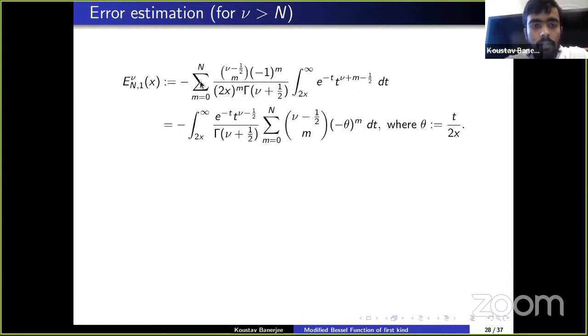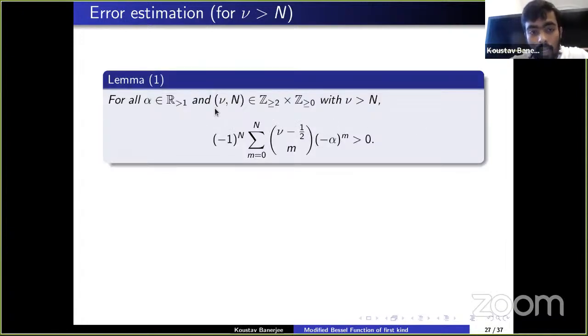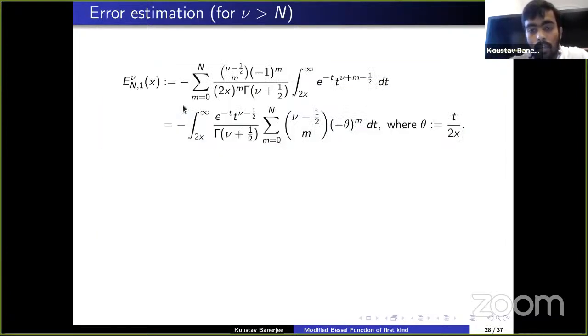This is defined to be minus this first sum, m from 0 to n, and this integral from 2x to infinity, e to the minus t, t to the nu plus m minus half, dt. And then I swap, and then I write this sum in this form, m from 0 to n, nu minus half binomial m, minus theta to the power m, where theta is t divided by 2x. And as t goes from 2x to infinity, theta is strictly greater than 1. So therefore, using this estimation, this alpha is my t by theta now.